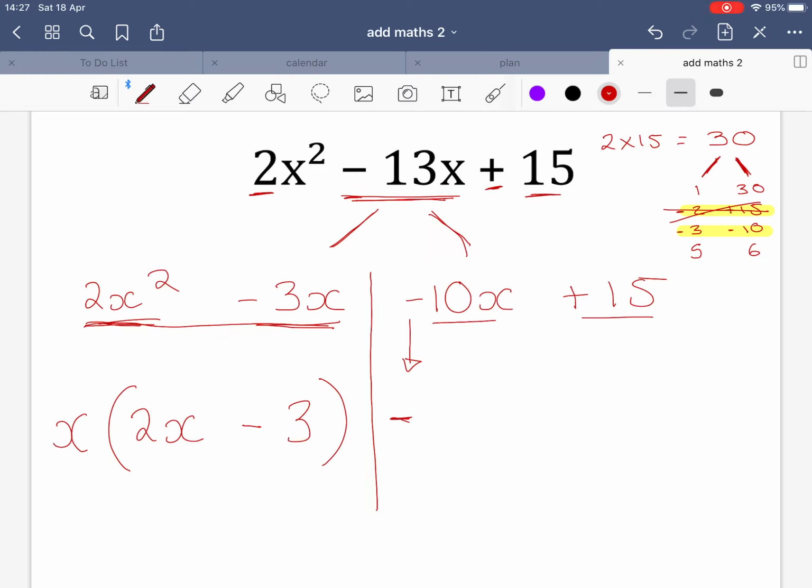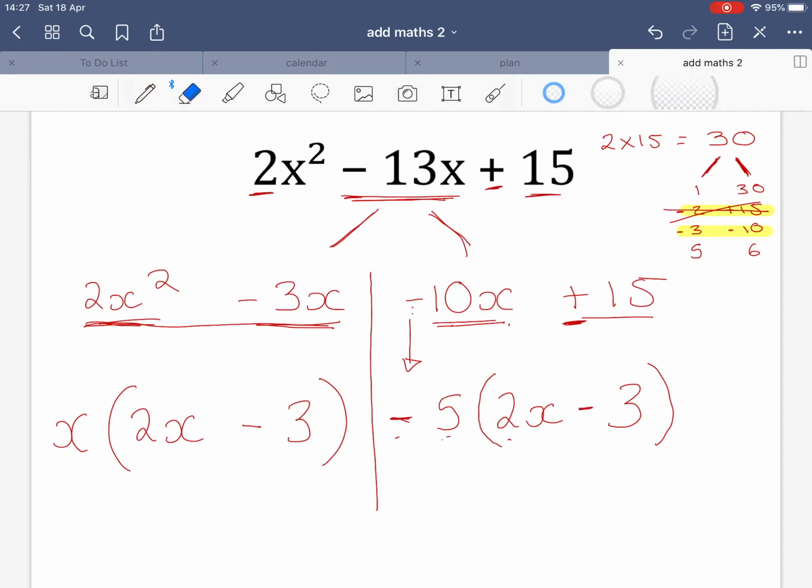So what goes into 10x and 15? Well, 5 goes into both of those numbers. There's no letter that is in both of them, so it's just 5. 5 times what is 10x? That would give me 2x. And can you see it's -10x, and -5 times +2 gives me -10x. Next I would go 5 times what is 15. So I know 5 times 3 is 15. Now because this needs to be a positive, a minus times what is a positive? Minus times a minus is a positive.